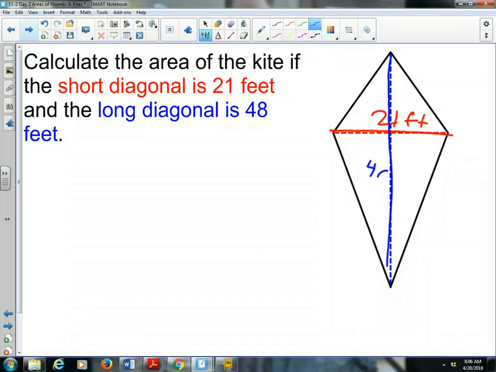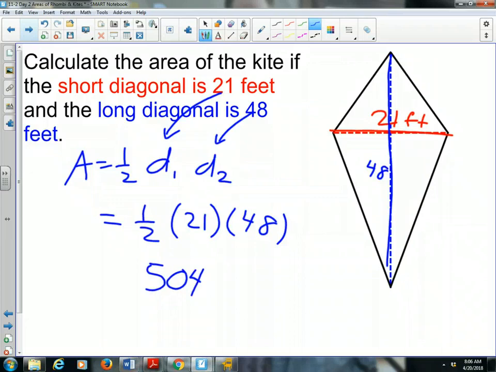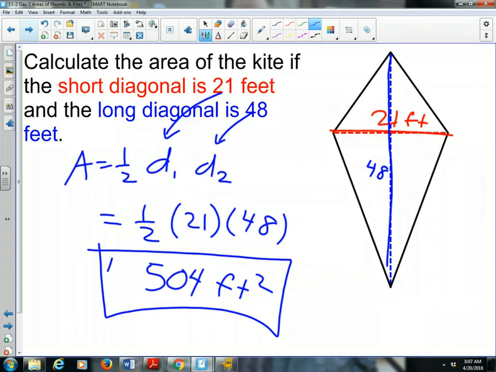Well, nothing too in-depth on this one. If we have the area of a kite is 1/2 diagonal 1 times diagonal 2, and we know both of the diagonals, there's really no problem solving that needs to be done. It's just multiplying 1/2 times 21 times 48. So if you take half of 21 times 48, you get 504 feet squared. And that is the area for this kite.